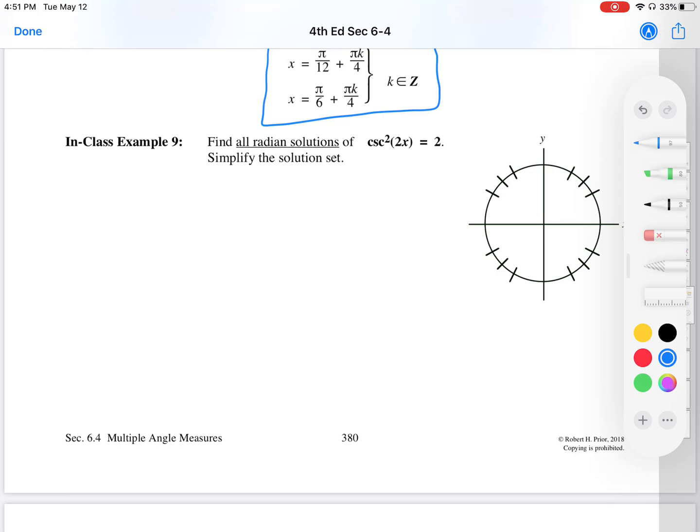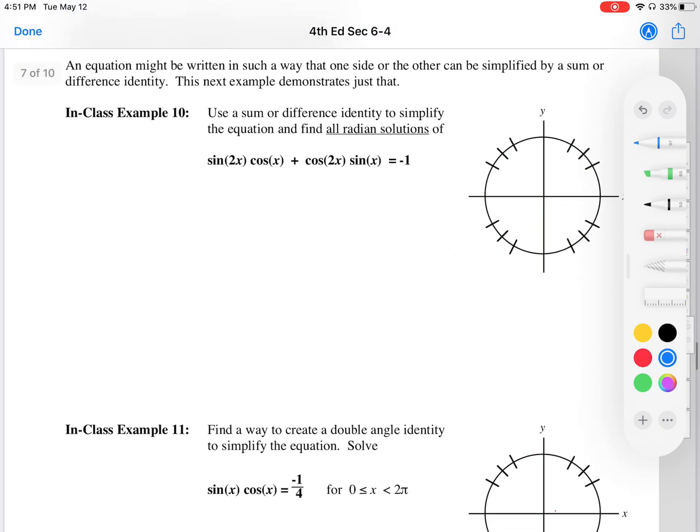All right, let's go ahead and take a look at this example. Actually, I want to skip this example. I skipped it in our Zoom lecture. I want to go to these.